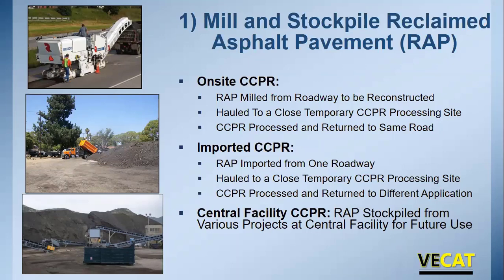But by far the most common, and this is where all the interest is, is that contractors in Virginia and a lot of other places have large stockpiles of RAP. It's hard to use all this up, trickling it back into a regular hot mix at 10 to 15 to 25%. So we'll take RAP that's stockpiled from various projects at a central facility and make a cold central plant mix to place.